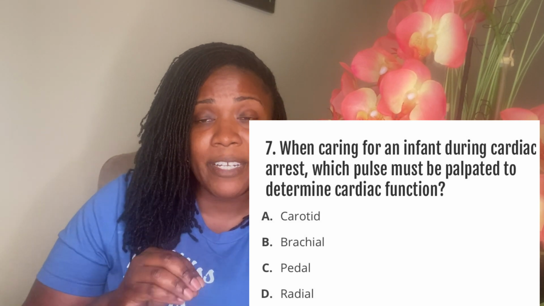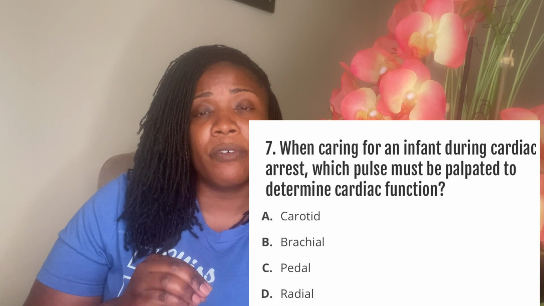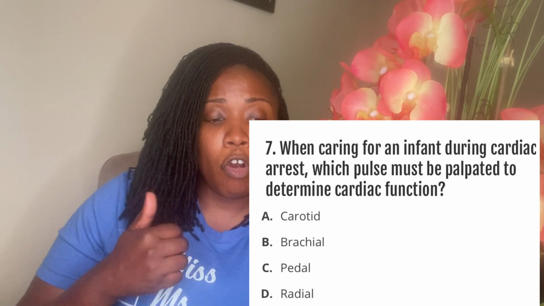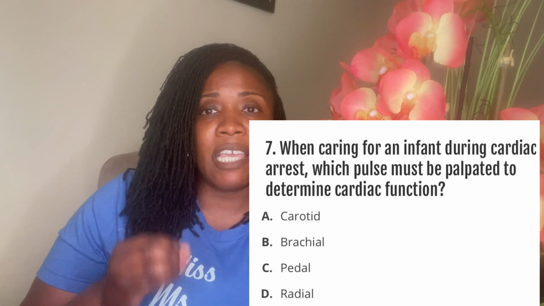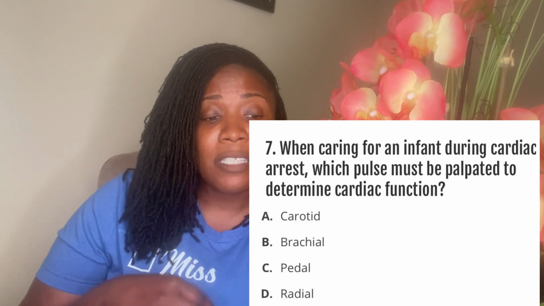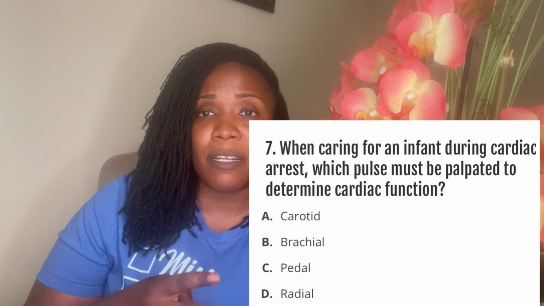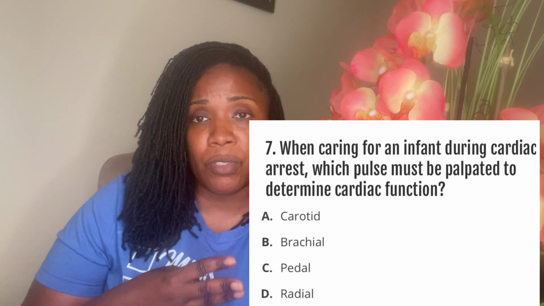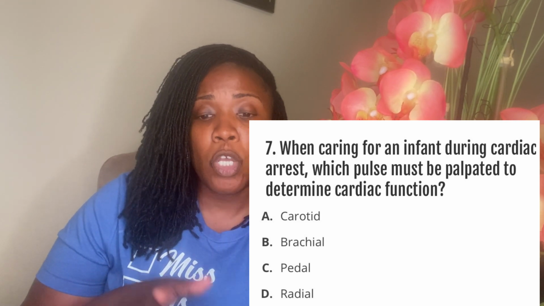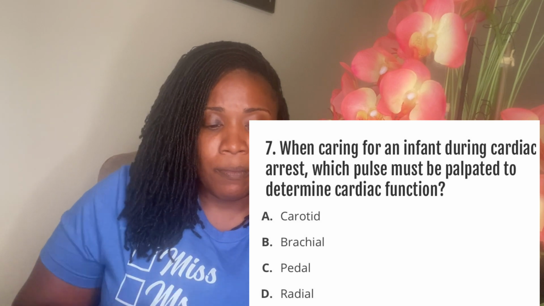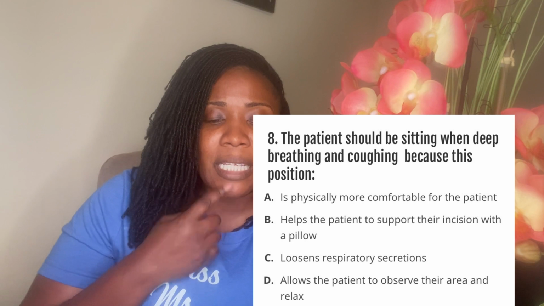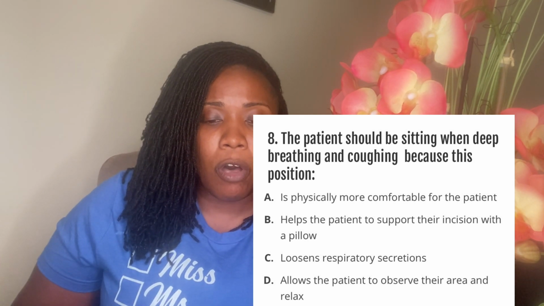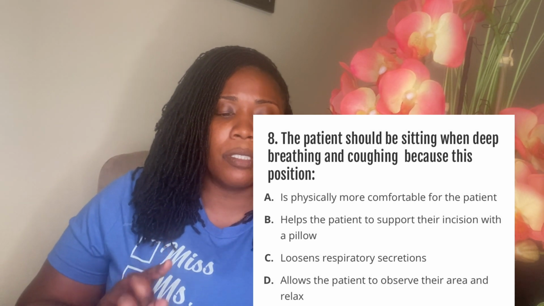So if it's an infant, the first thing you need to go looking for is a brachial pulse. Carotid, adults. Pedal, adults. Radial, adults. Infants are not developed enough to find a carotid pulse, a pedal pulse, or even a radial pulse. You're looking for that brachial pulse when it comes to infants. All right, number 8 says the patient should be sitting when deep breathing and coughing, because this position does what?